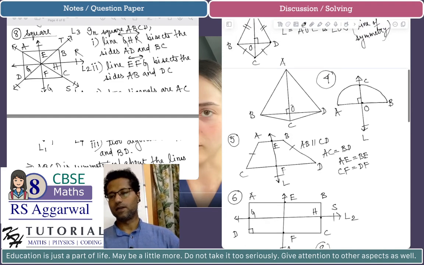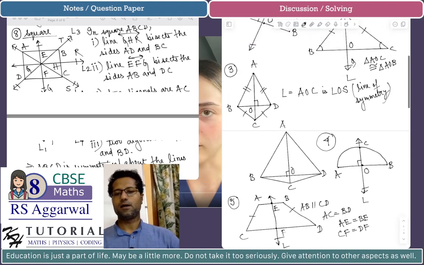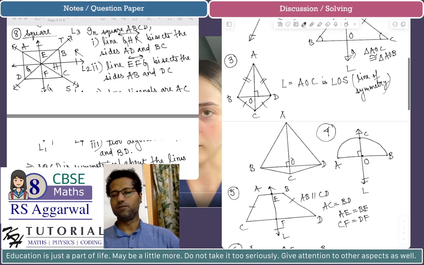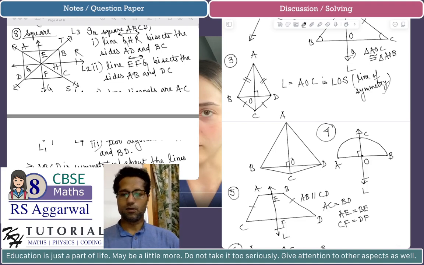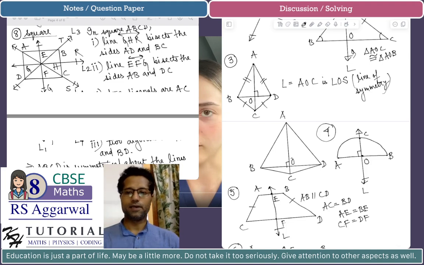A semicircle has one line of symmetry, which is the line perpendicular to the diameter AB and passing through the origin, the center of the circle. A kite has one line of symmetry, which is a diagonal. Now, which exact diagonal in a kite is the line of symmetry? I cannot figure out the mathematical reasoning. If I can, I will let you know in some future videos.